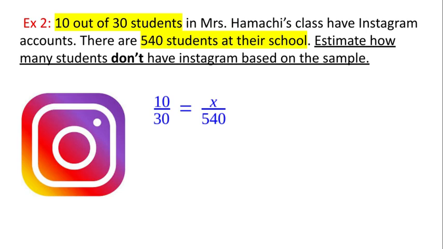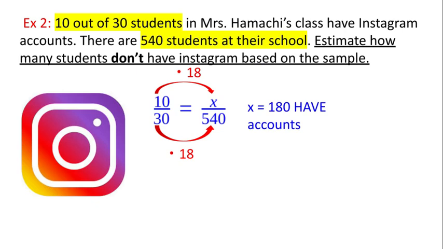So I wrote 10 out of 30 equals x out of 540 since that's the whole school. And again, I have different options. I could cross multiply. I could use a pattern. I could simplify this fraction first. The way I did it was I figured out that I'm multiplying by 18, and then I did 10 times 18 in my head. So I get that 180 students have Instagram accounts.